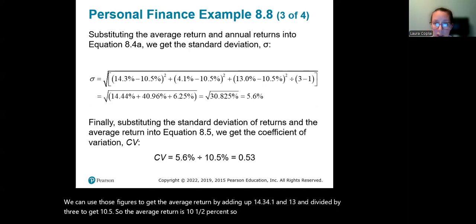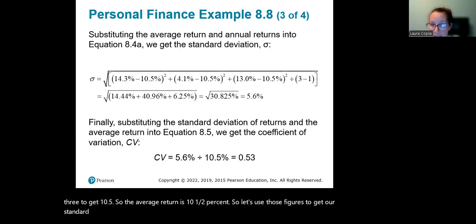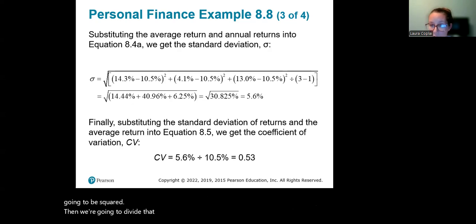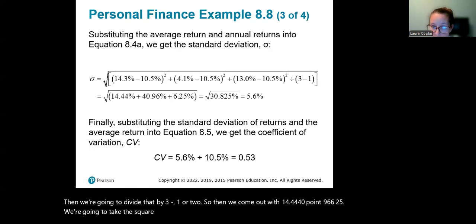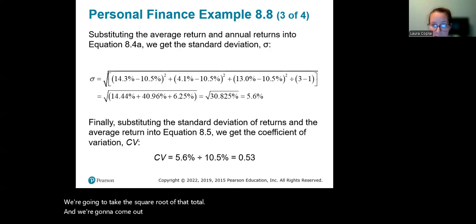So let's use those figures to get our standard deviation. So 14.3 minus 10.5, 4.1 minus 10.5, 13 minus 10.5, and those are all going to be squared. Then we're going to divide that by 3 minus 1, or 2. So then we come out with 14.44, 40.96, 6.25. We're going to take the square root of that total, and we're going to come out with 5.6% as our standard deviation.